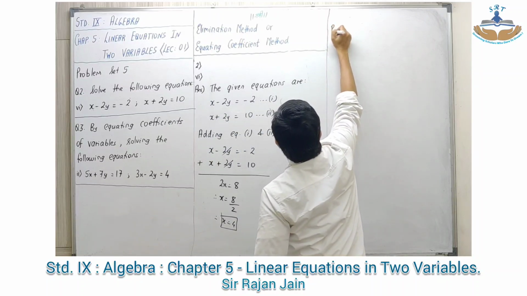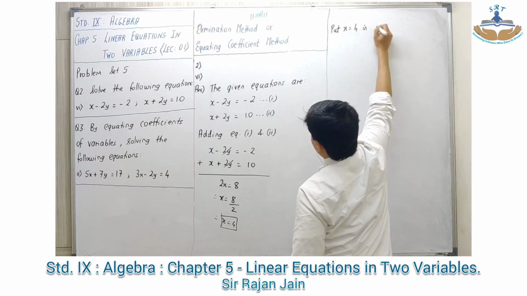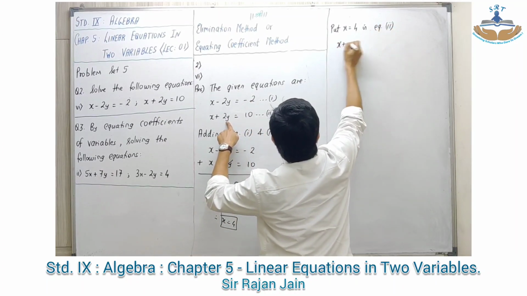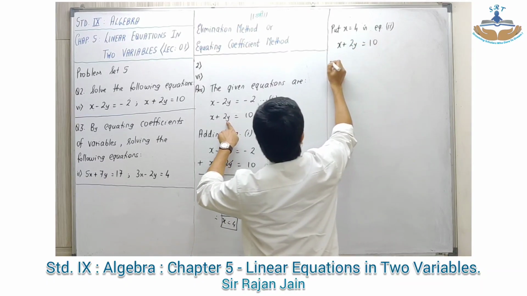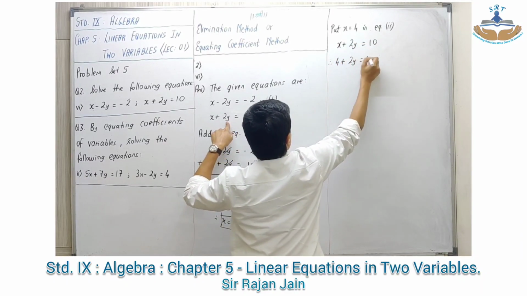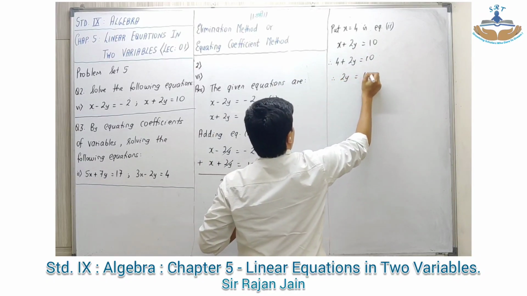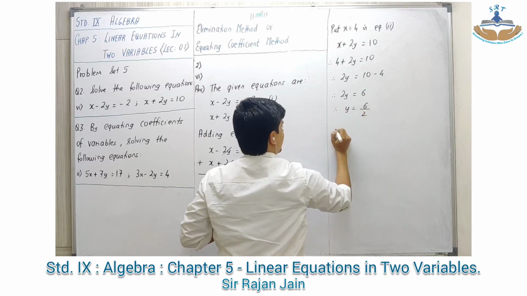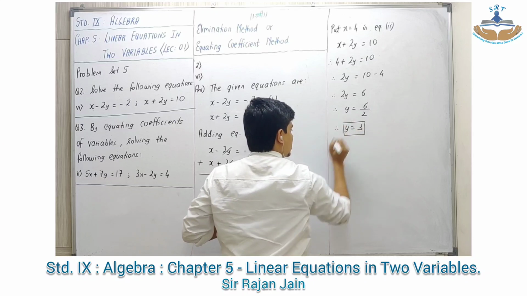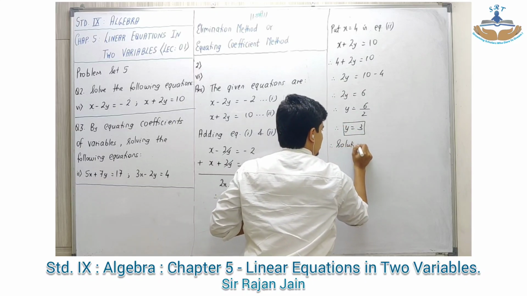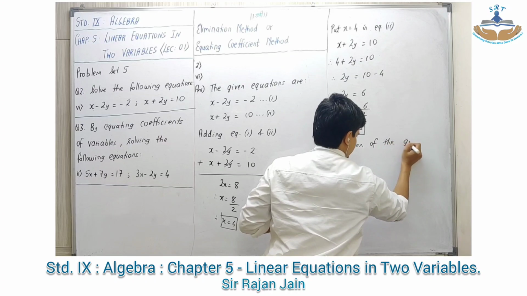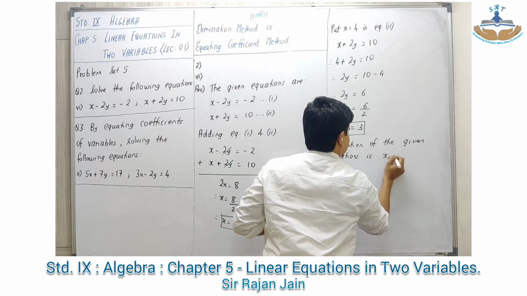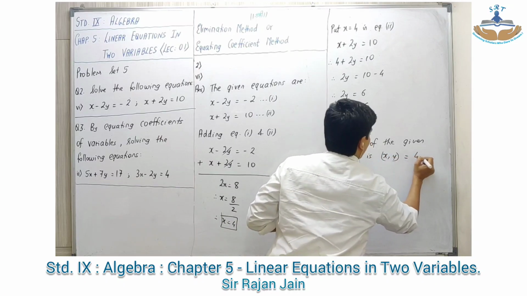Then you will say put x equal to 4 in, you can put it in any of the equation. I am putting it in equation 2. First I write the equation as it is. x plus 2y equal to 10. So 4 plus 2y is equal to 10. 2y is equal to 10 minus 4. 2y is equal to 6. y will be 6 upon 2. So your y will be equal to 3. Done. Then you will say solution of the given equations is x comma y is equal to 4 comma 3.